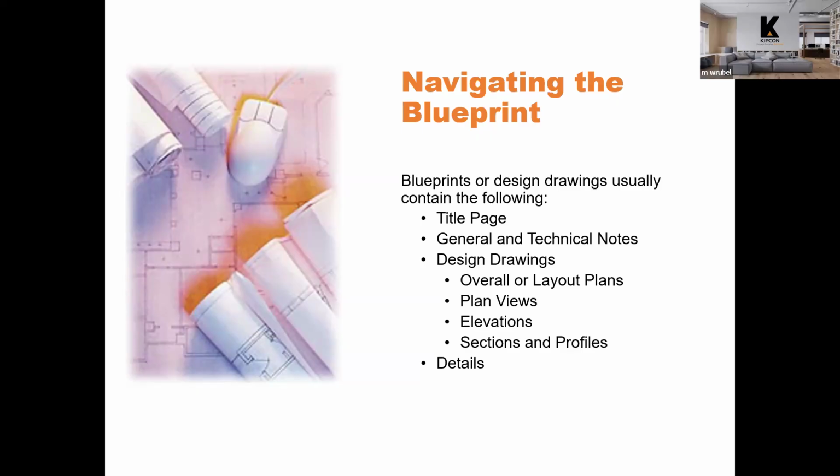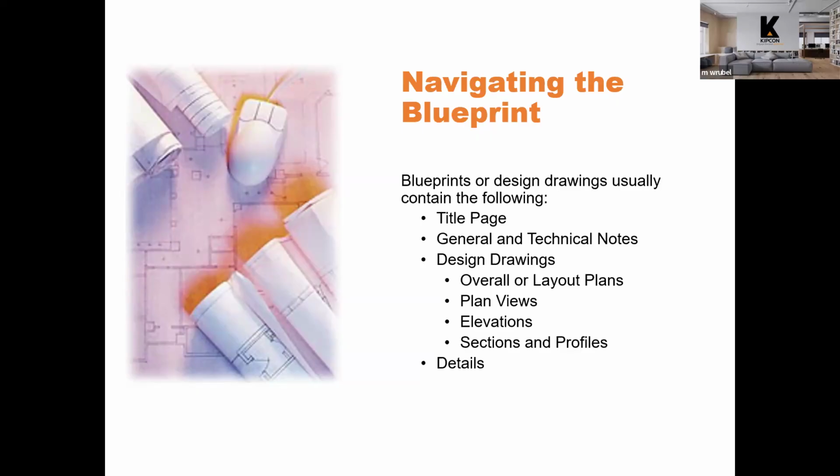Then we get into the heart of the blueprint set, the design drawings. Depending upon what type of project it is, if it's an architectural plan, of course, there are going to be building plans. If it's a site or subdivision plan, you're going to have pictures of the site. If it's what's called MEP, mechanical, electrical, or plumbing, you're going to have plans related to those details. But in general, there's usually an overall plan.